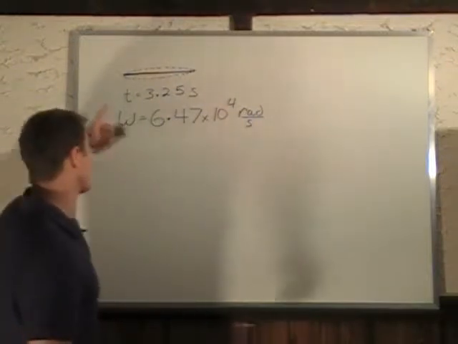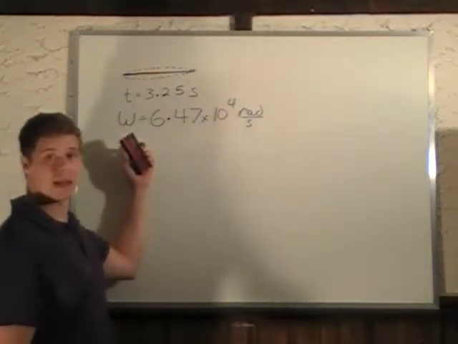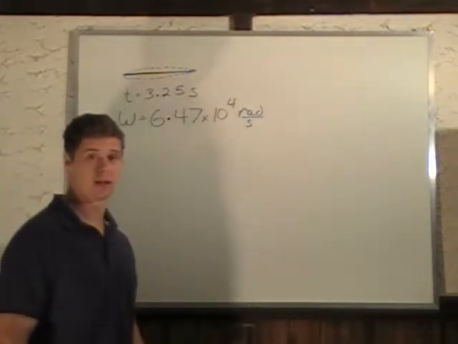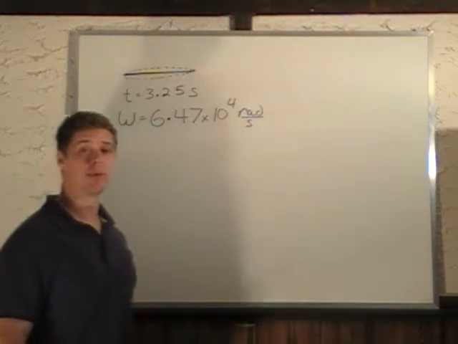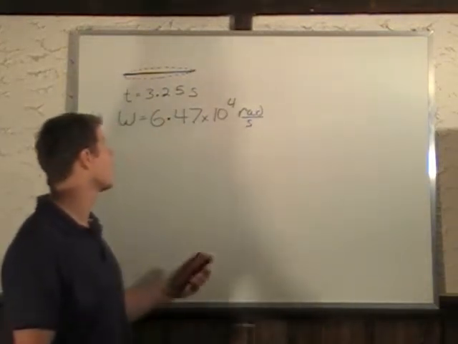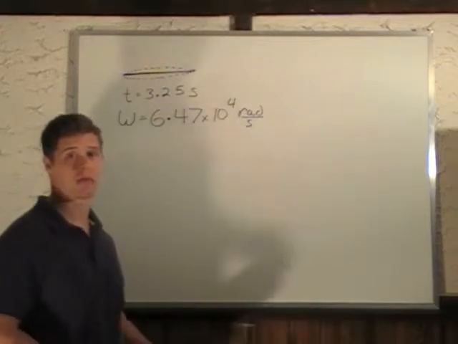Drumhead is oscillating back and forth with an angular frequency omega of 6.47 times 10 to the 4 radians per second. And it goes for a time of 3.25 seconds, and in that time we want to find out exactly how many times this drumhead oscillates back and forth.